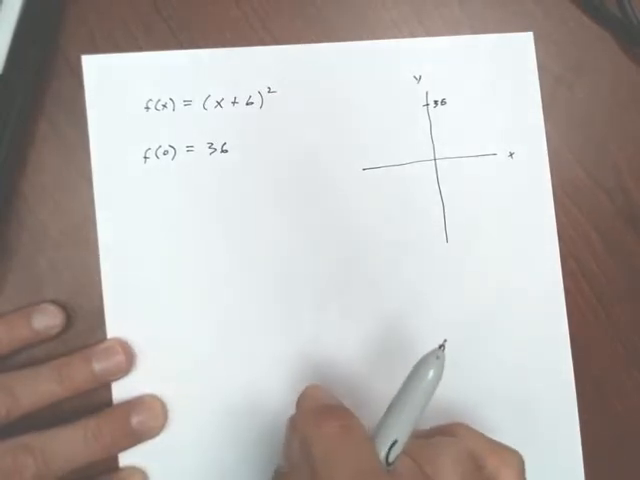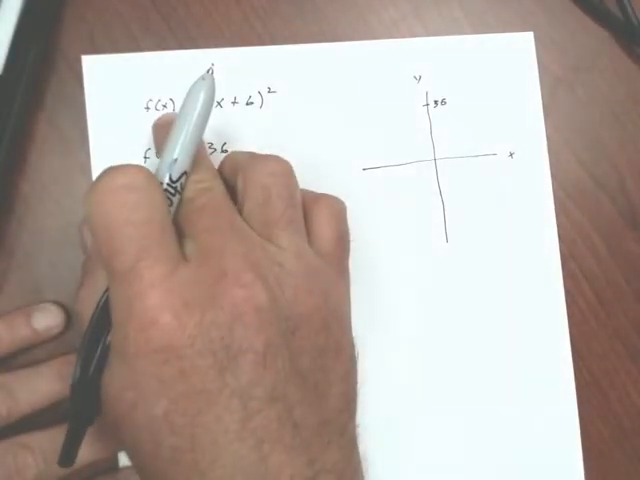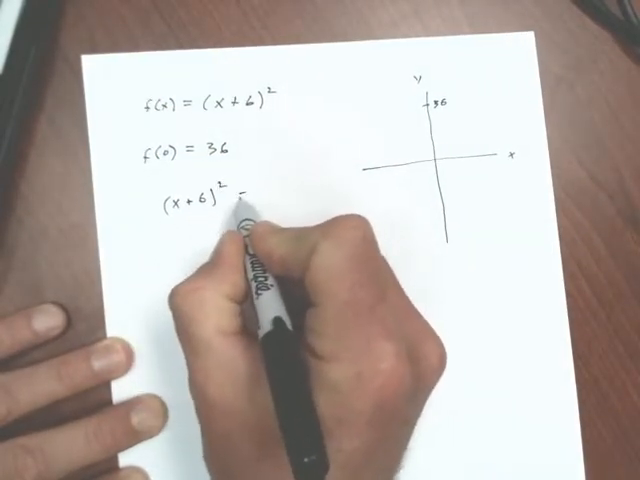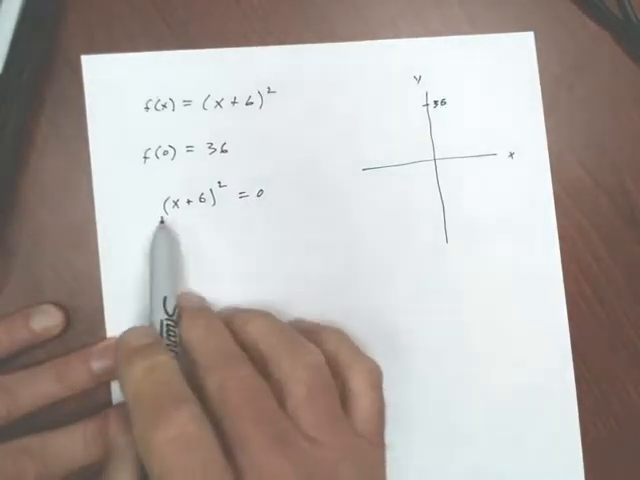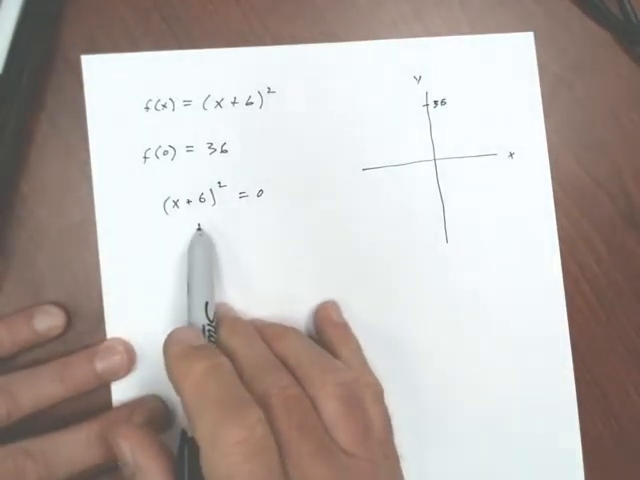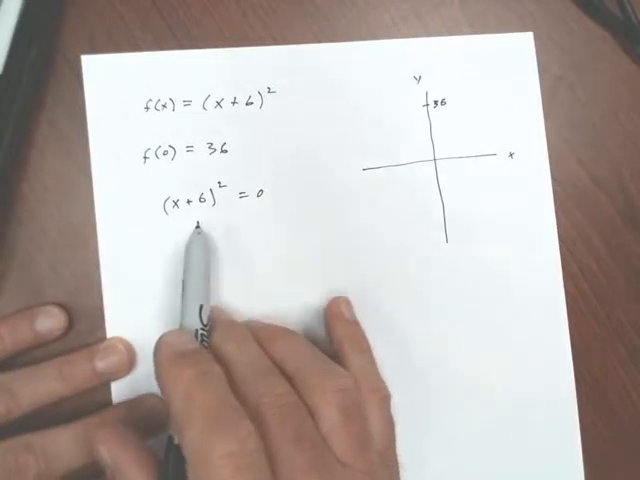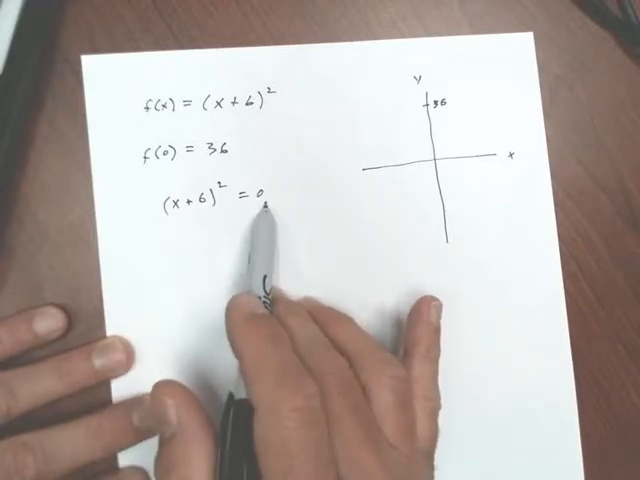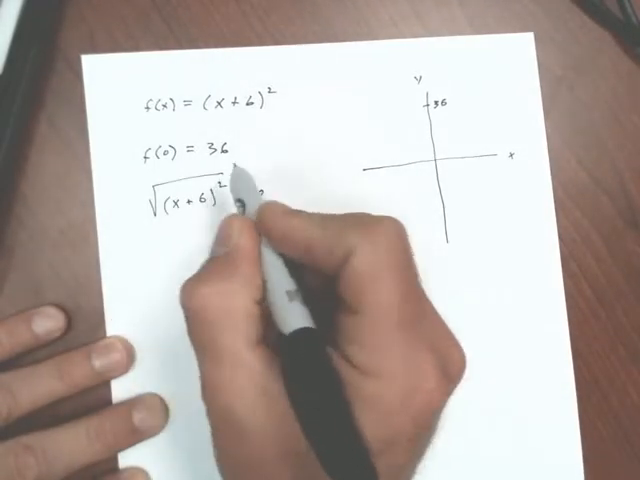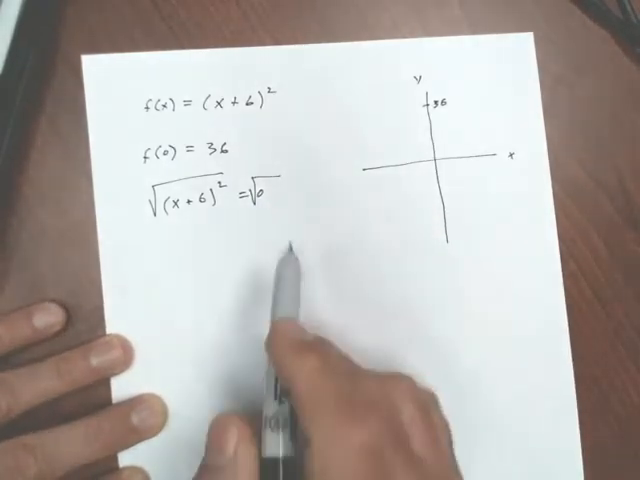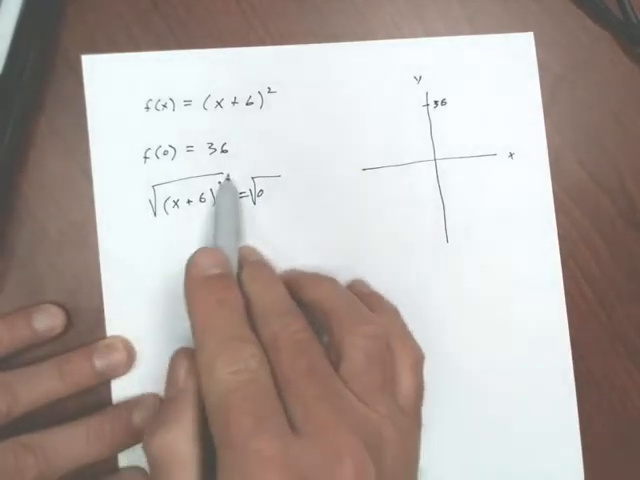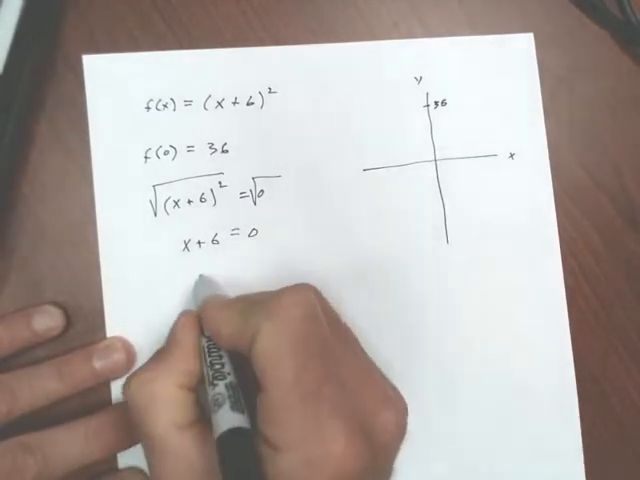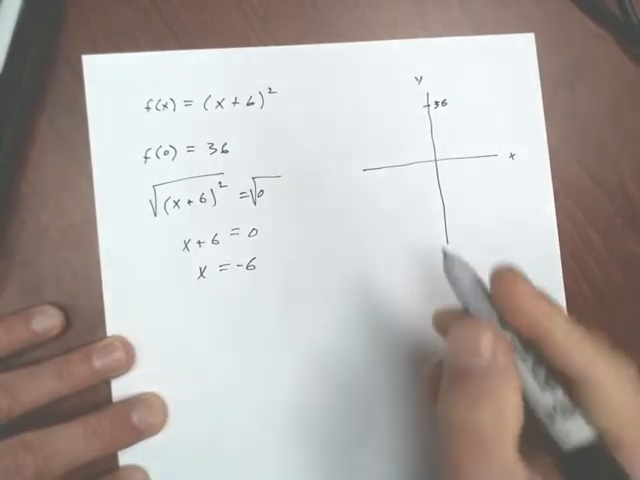Here's something unique, however. When we set y equal to 0, that gives us x plus 6 squared equals 0. Well, we can solve this right out. There's no need to put that into a quadratic formula. How can we solve it right out? We take the square root of each side. So if I take the square root of this and the square root of this, what's the square root of 0? It's 0. What's the square root of this? X plus 6. So x plus 6 equals 0, x equals negative 6.